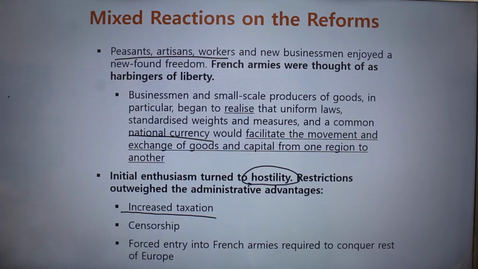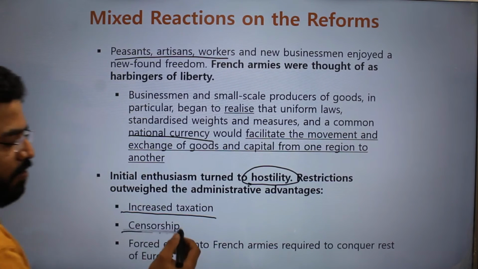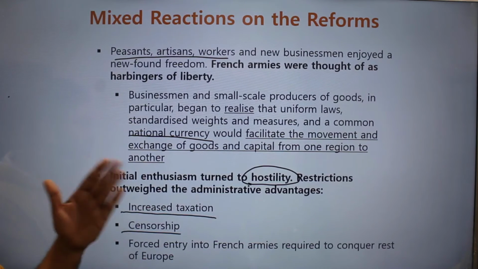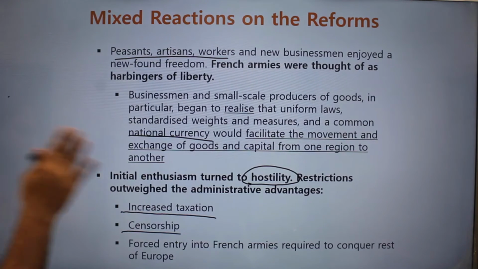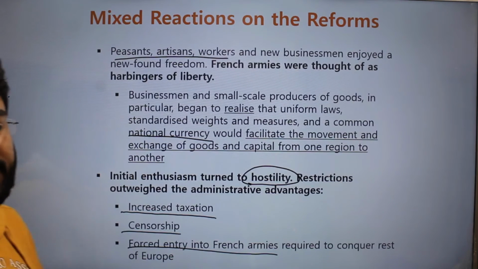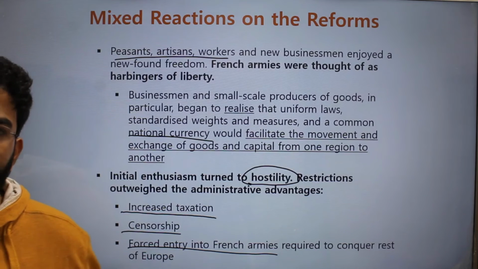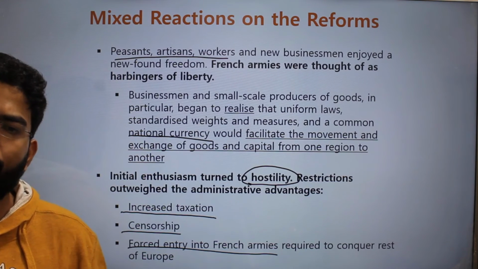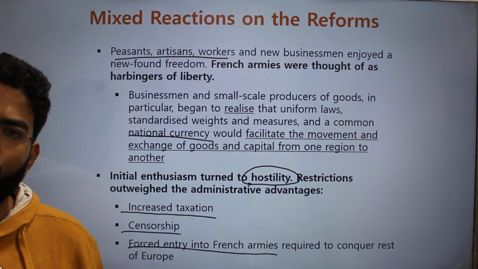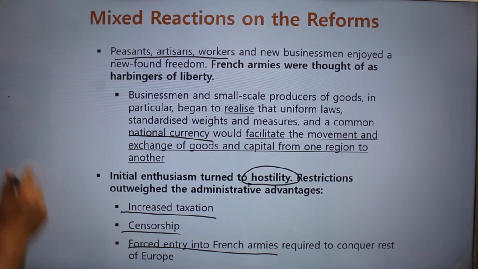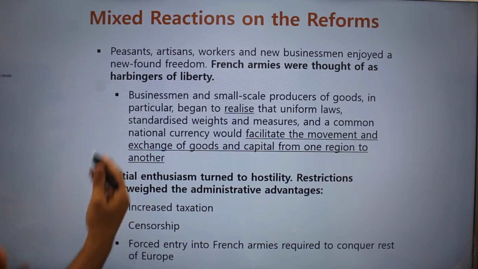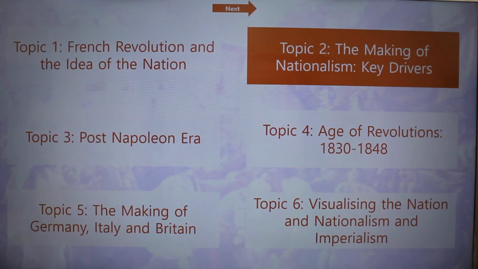Because of this, there was a mixed reaction, since there was also some censorship introduced by Napoleon to ensure that everyone follows what he wants to do. And there was forced entry into the French army, since the armies were conquering Europe and needed more men. So families were forced to send their newly adult sons into the French armies. This led to a mixed reaction for Napoleon.